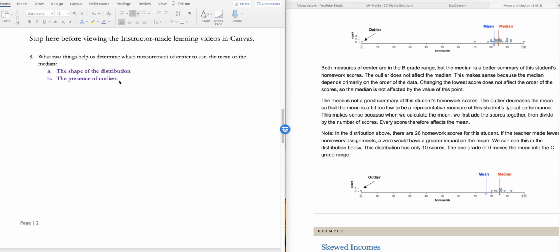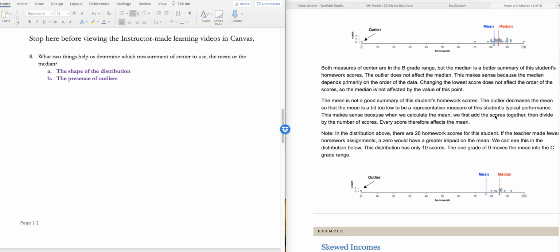But now that we have those two measures of center, the natural question is, well, when do I use either one? How do I make that decision? And the answer is we're going to consider two things. We're going to consider the shape of the distribution and the presence of outliers.